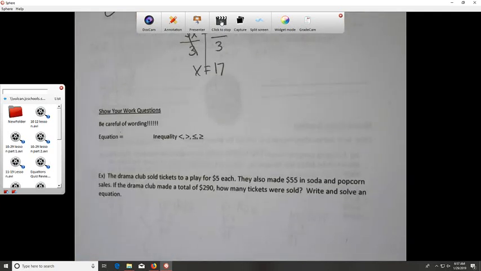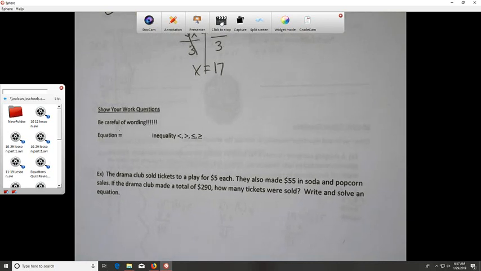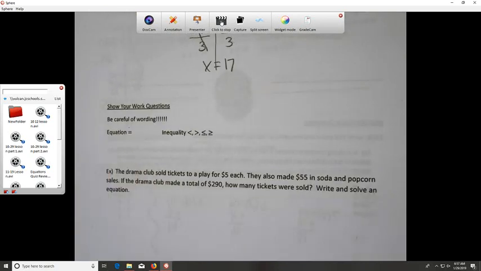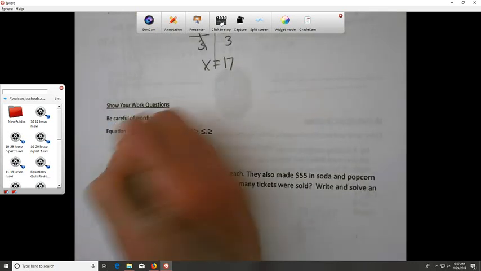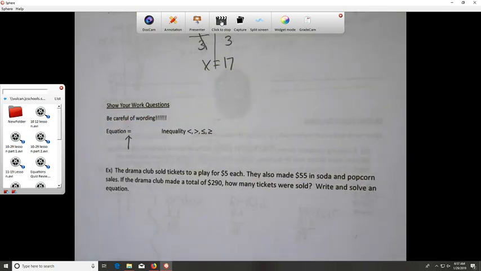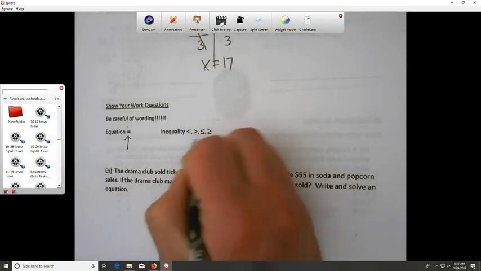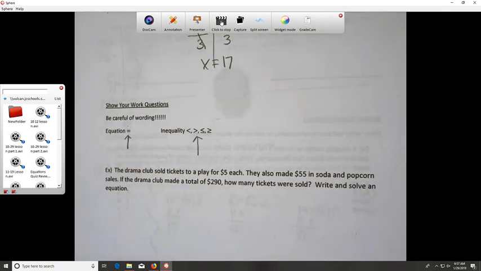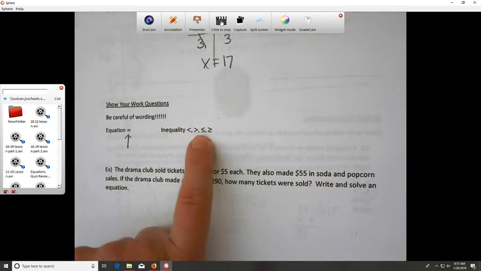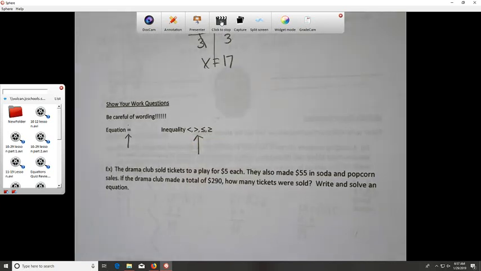And the last one is a show your work question. You need to be extremely careful on the show your work questions of the wording. If it says equation, you have to do an equal sign. If it says inequality, you have to do one of these symbols: less than, greater than, less than or equal to, or greater than or equal to.